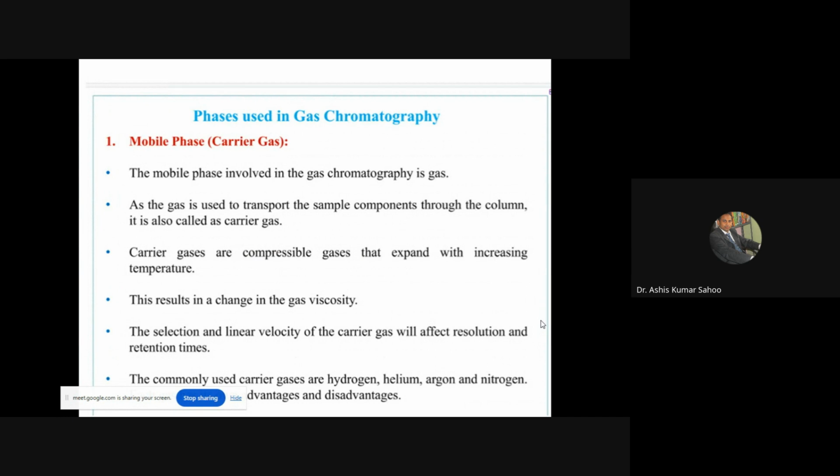As the gas is used to transport the sample components through a column, it is called a carrier gas. Carrier gases are compressible gases that expand with increasing temperature. This results in a change in the gas viscosity. The selected linear velocity of the carrier gas will affect the resolution and retention times. Carrier gases are hydrogen, helium, argon, nitrogen, etc. So this is all about the mobile phase.